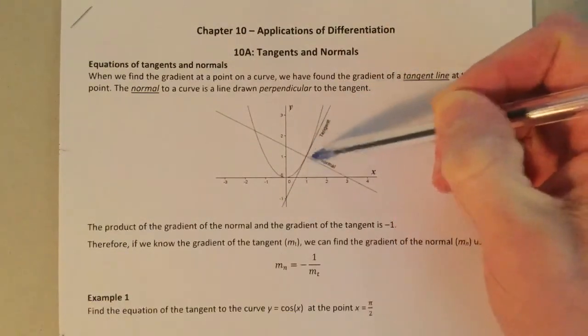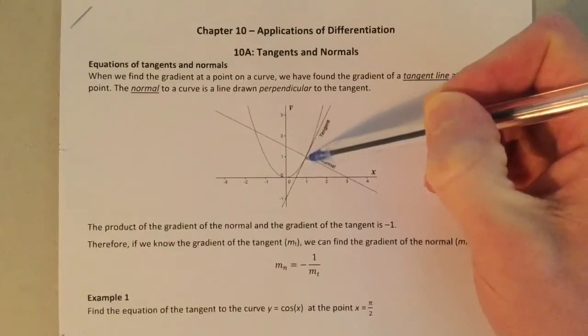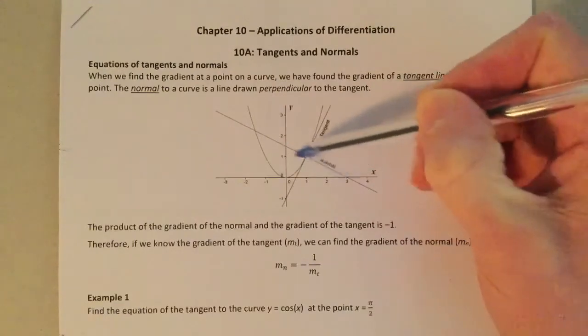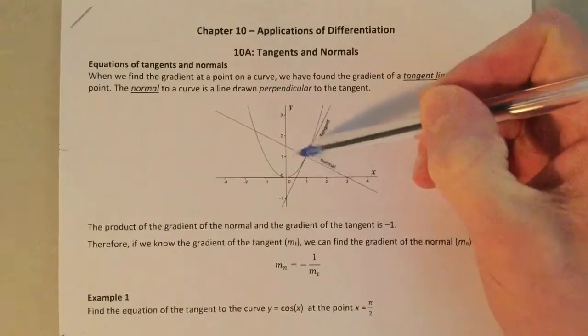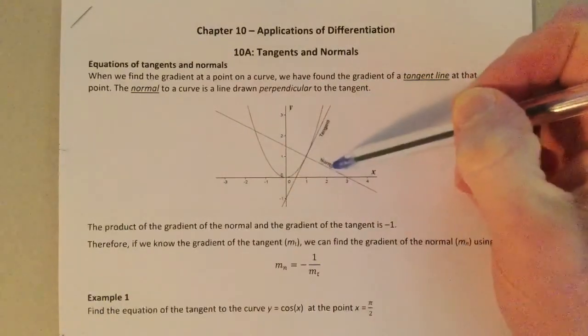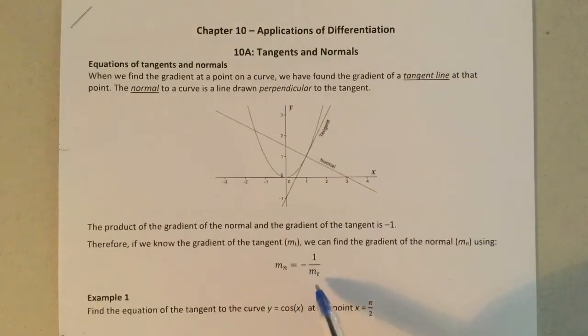A normal is a line that intersects at the same point as the tangent, so it touches the curve at the same point as a tangent, but it has a perpendicular gradient to the tangent. Okay, so that means the relationship between the gradient of a tangent and a normal, because they're perpendicular lines, is that the gradient of the normal is equal to -1 over the gradient of the tangent. And that will be useful, obviously, whenever we're trying to find the equation of a normal line.